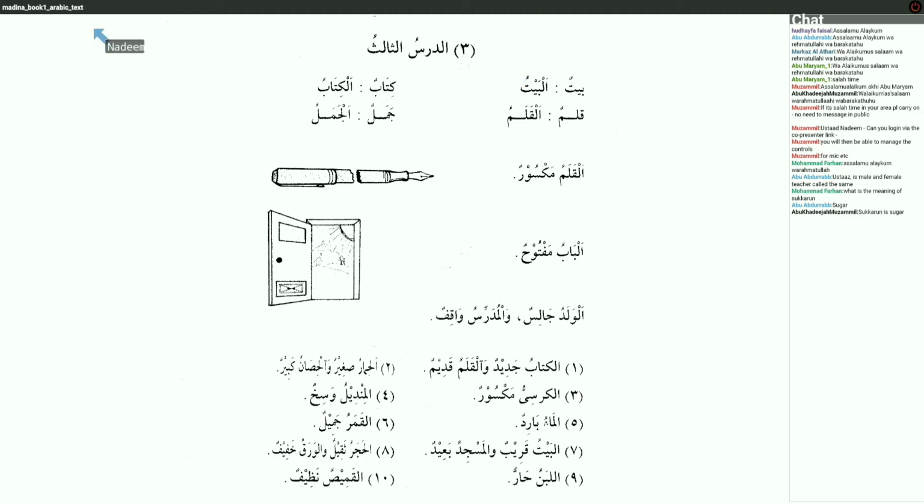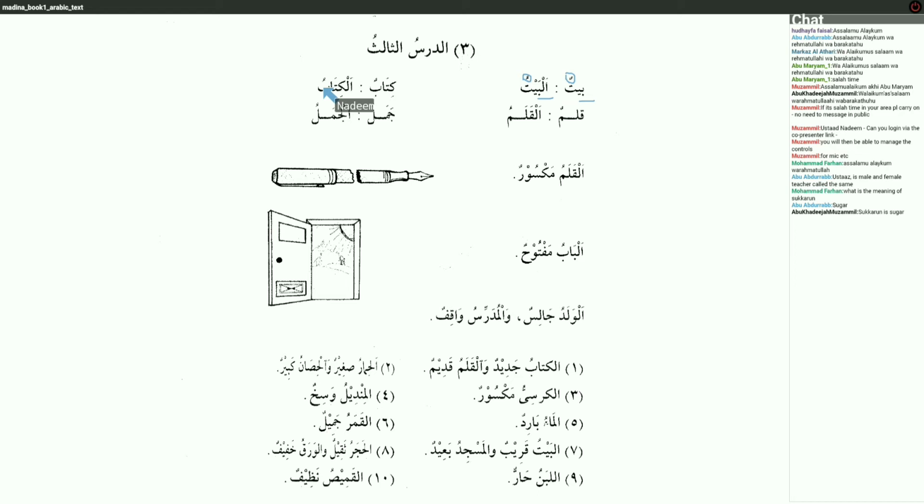See, my brothers, look at the difference between these two words. This one has a tanween. This one has no tanween. This one has no alif wal lam. This one has alif wal lam. Okay, so you're going to tell me the passage. Let's look at the next word.